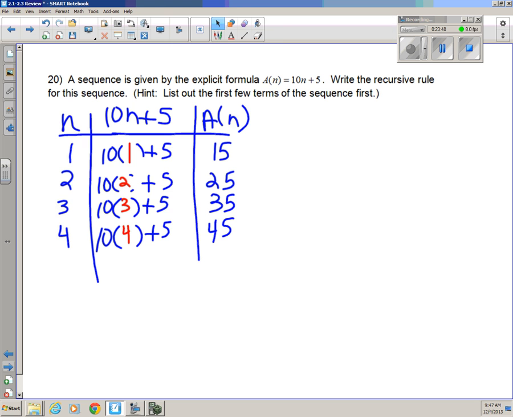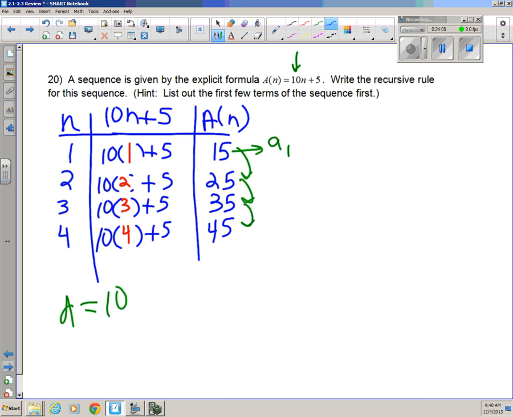This is enough to help you see the common difference. You keep increasing by 10 each time. So your common difference is 10. You probably knew that already because that is your rate of change or your slope. But the first term, your a sub 1, is 15.